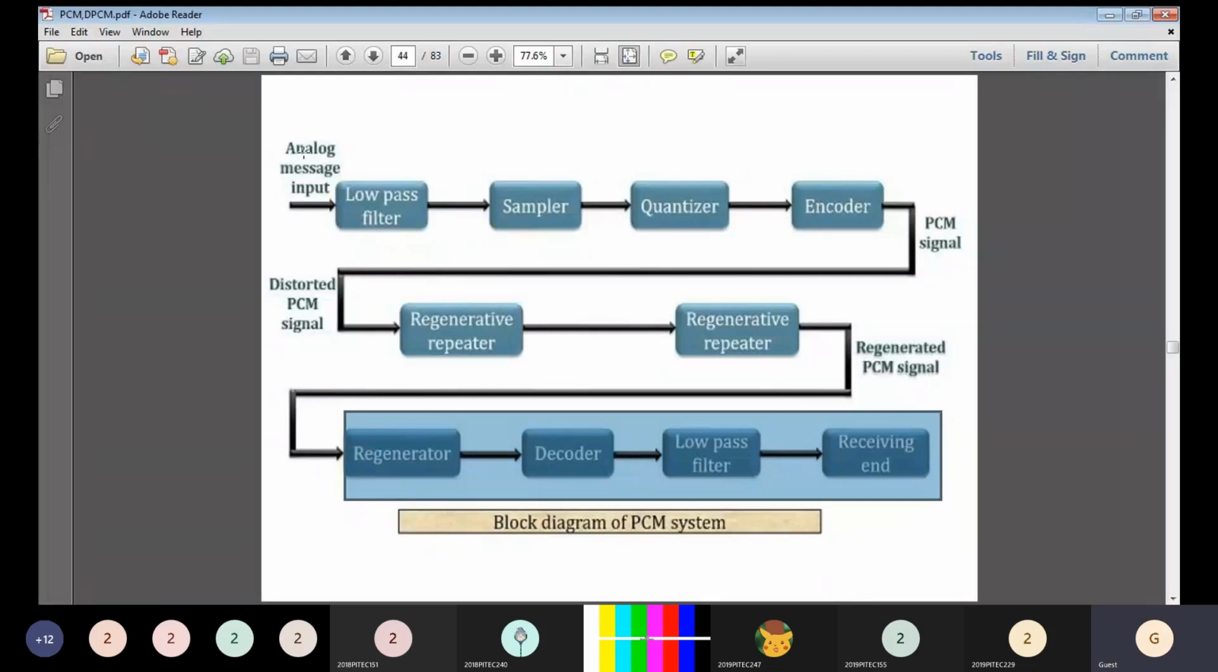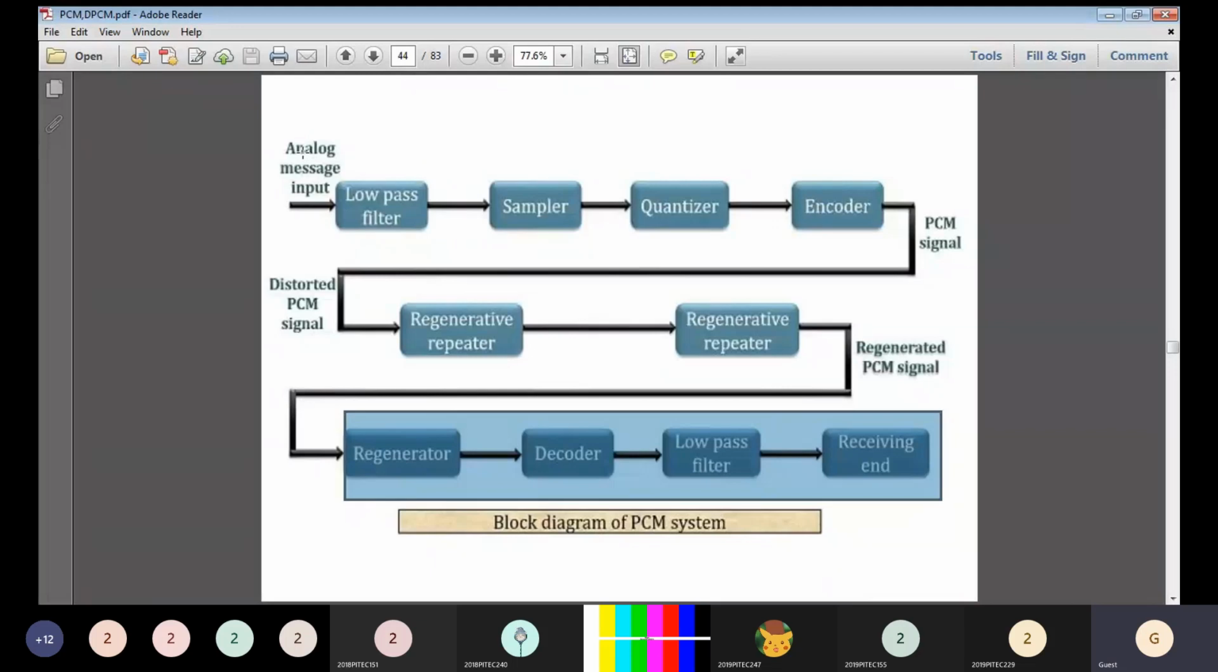Then it will go to a sampler. That is, our message signal alone will pass to the sampler circuit. In the sampler, the given analog signal is sampled. In the sampler we have two types: natural sampling and flat top sampling. Most probably we use the natural sampling method to get the samples of our analog signal. Then the sampled signal will pass through a quantizer.